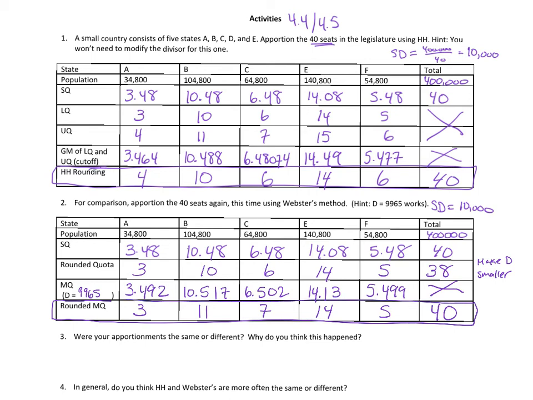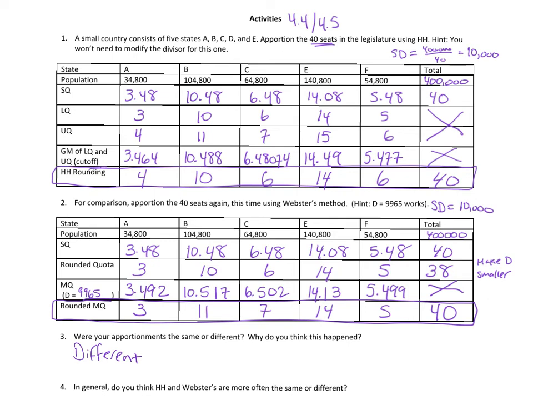using Webster's method. Were our apportionments the same or were they different? So they're a little bit different. So we have 4 and 3, 10 and 11, 6 and 7. The 14s are the same, and then a 6 and a 5. So these are different. Why do we think it happened? Why did they come out differently?